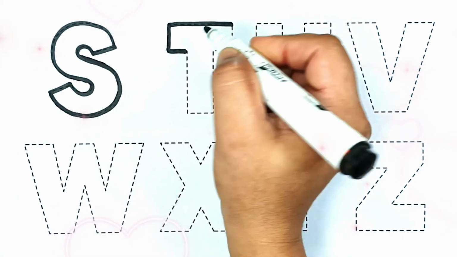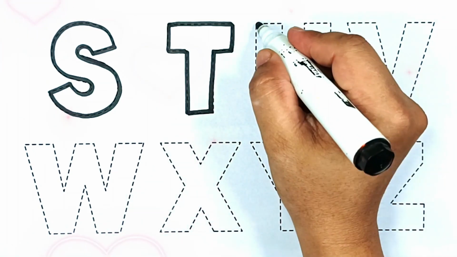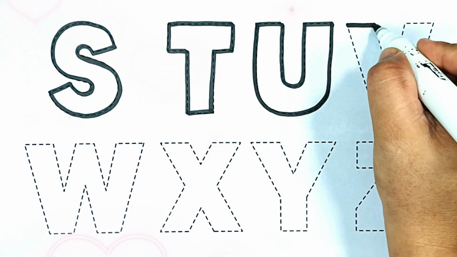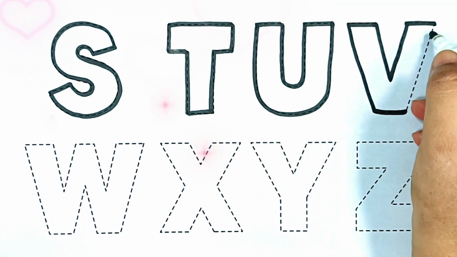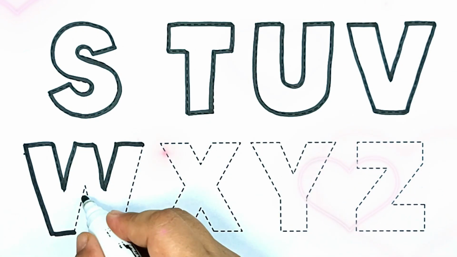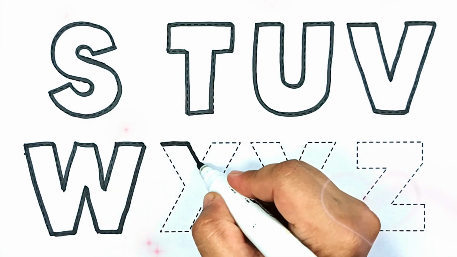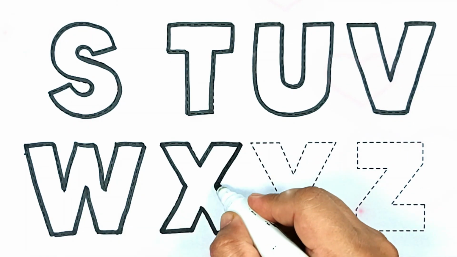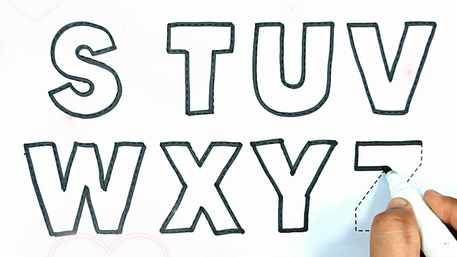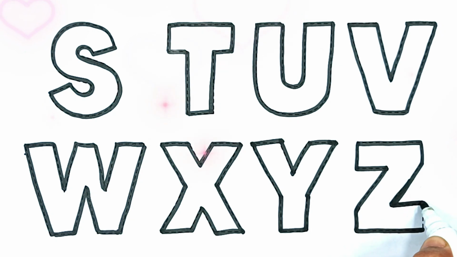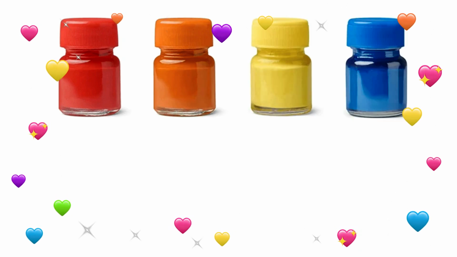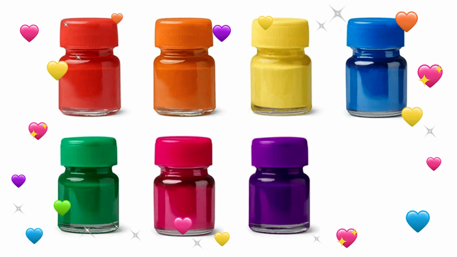S, T, U, V, W, X, Y, Z. Let's learn some color names. Red color, orange color, yellow color, blue color, green color, pink color, purple color, brown color.